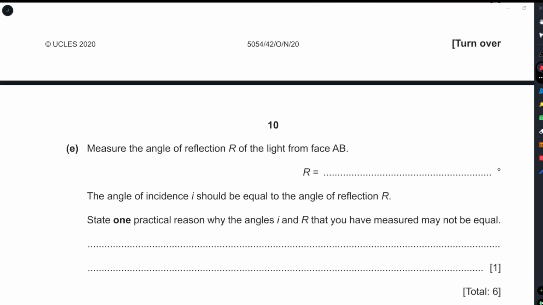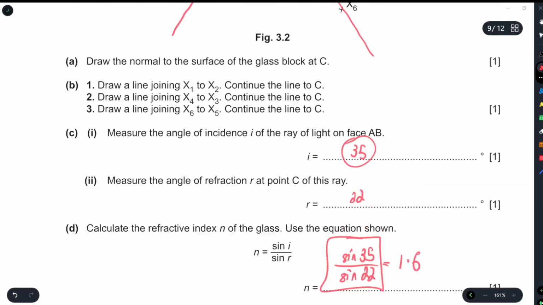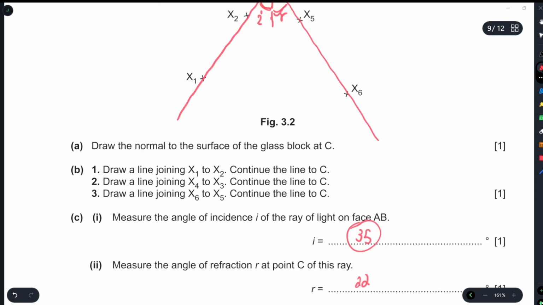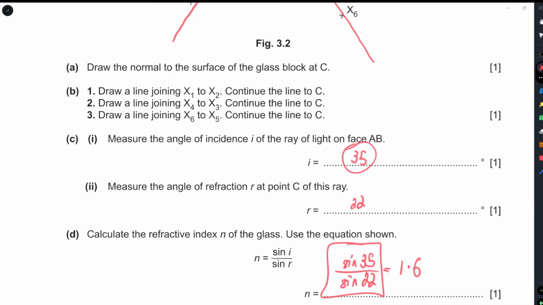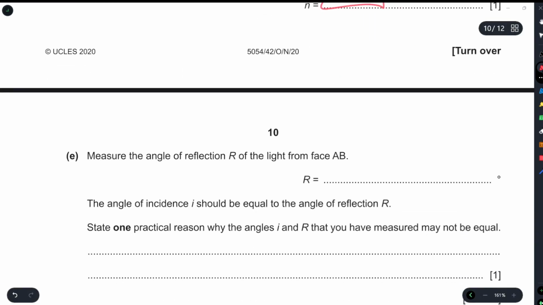State one practical reason why the angles I and R that you have measured may not be equal. Which one is R? Measure the angle of refraction.